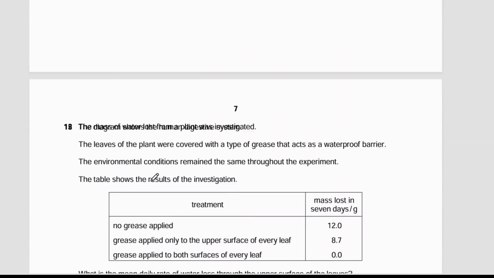This paper is quite easy. I don't know why the threshold is really low for this paper. It was like 31 or 32. But this was easy. For A.